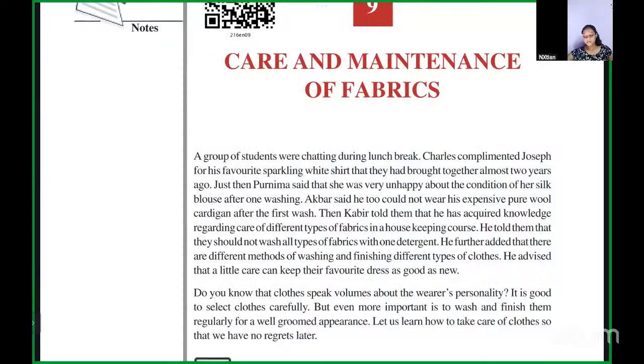Now, care and maintenance of fabrics. This chapter mainly talks about how to take care of our clothes, how to properly wash them, how to maintain them, how to store them.